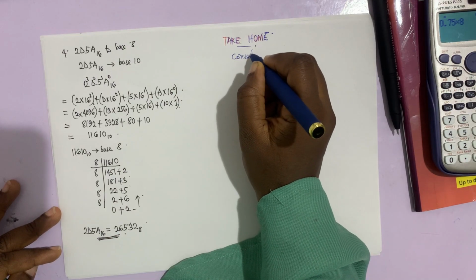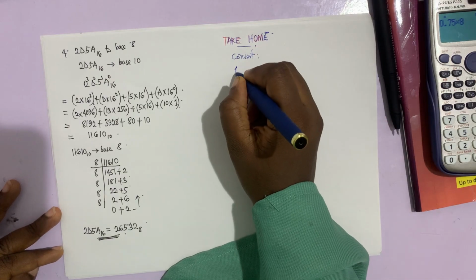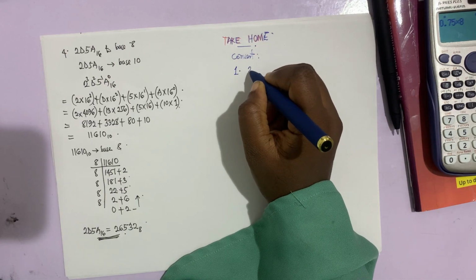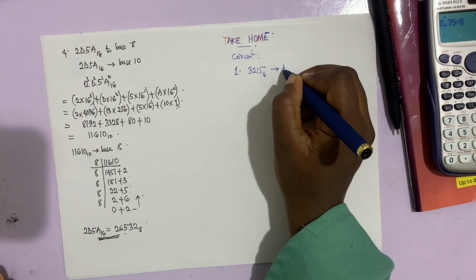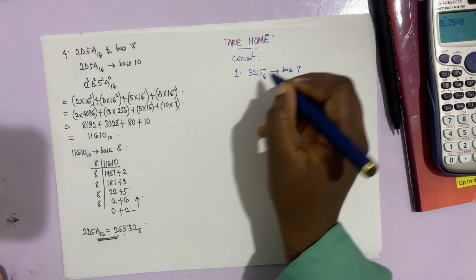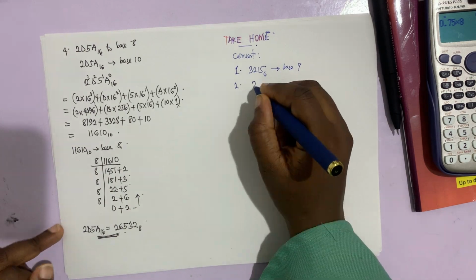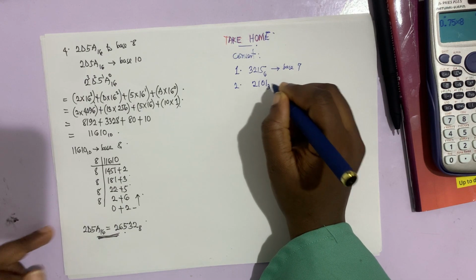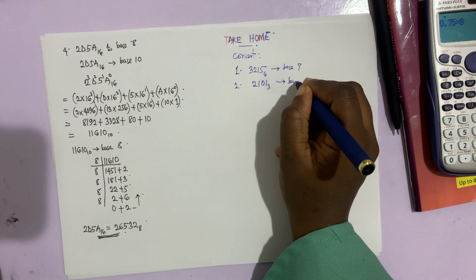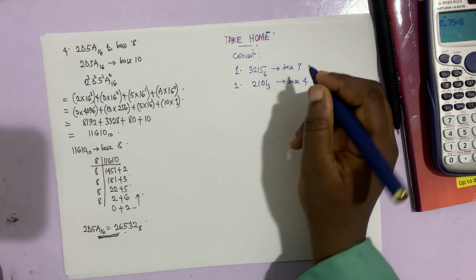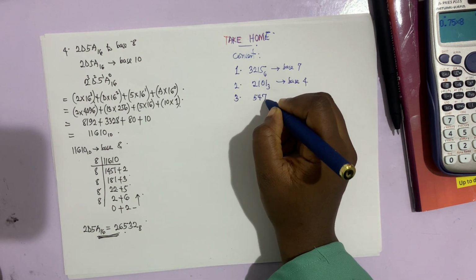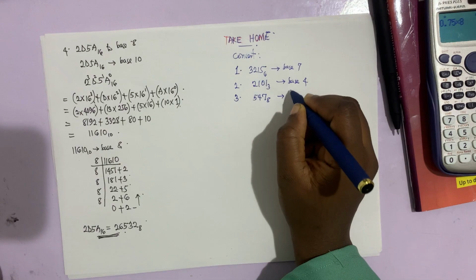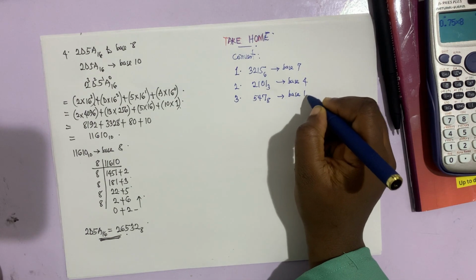Question 1: Convert 3215 base 6 to base 7. Question 2: Convert 2101 base 3 to base 4. Question 3: Convert 547 base 8 to base 16.